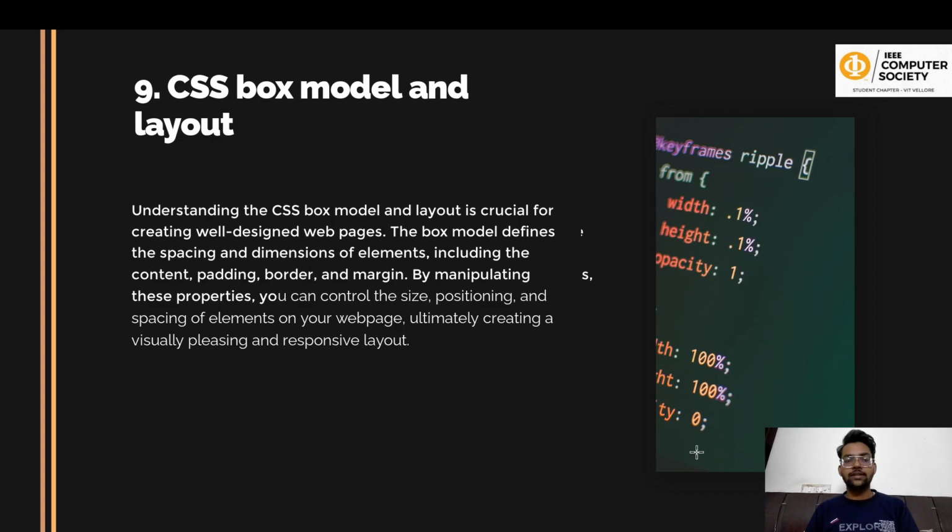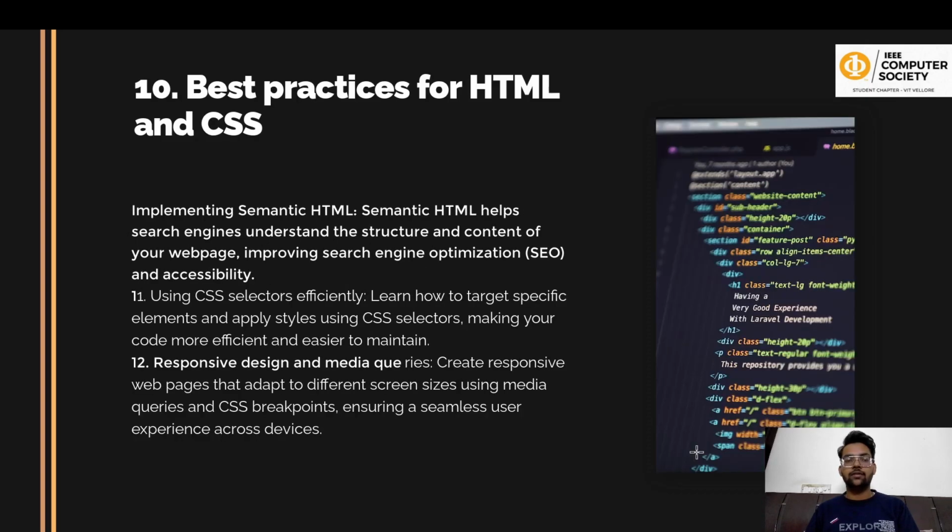So, now talking about the CSS box model and layout. Understanding the CSS box model and layout is crucial for creating well designed web pages. The box model defines the spacing and dimensions of elements, including the content, padding, border, and margin. By manipulating these properties, you can control the size, positioning, and spacing of elements on your web page, ultimately creating a visually pleasing and responsive layout.